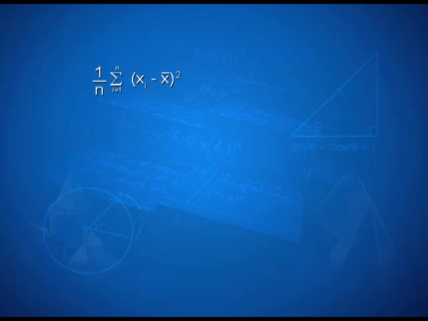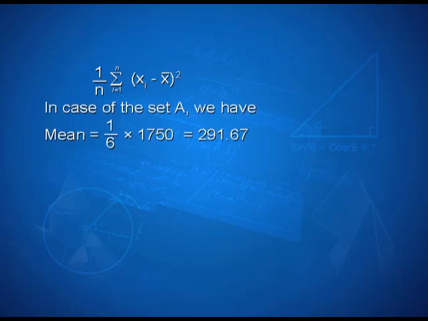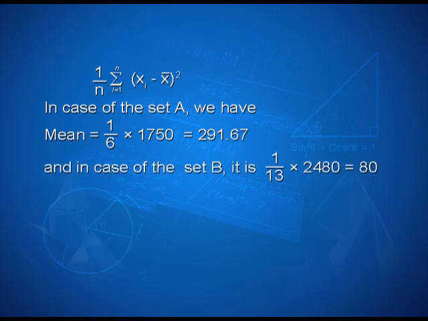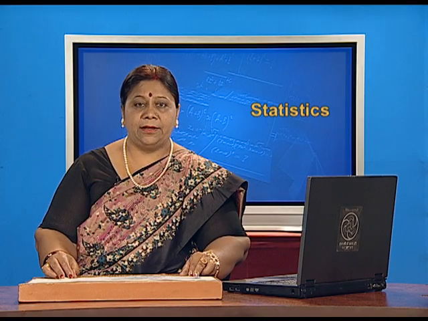1 upon n into summation i varying from 1 to n of (xi minus x bar) whole square. In case of set A, we have mean equal to 1 upon 6 into 1750, that gives us 291.67, and in case of the set B, it is 1 upon 31 into 2480, that gives us 80. This indicates that the scatter or dispersion is more in set A than the scatter or dispersion in set B. This conforms with the geometrical representation of the two sets.